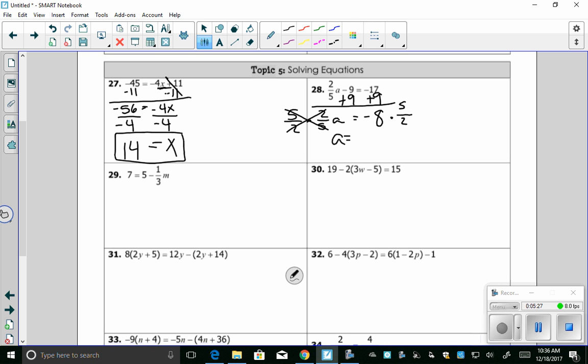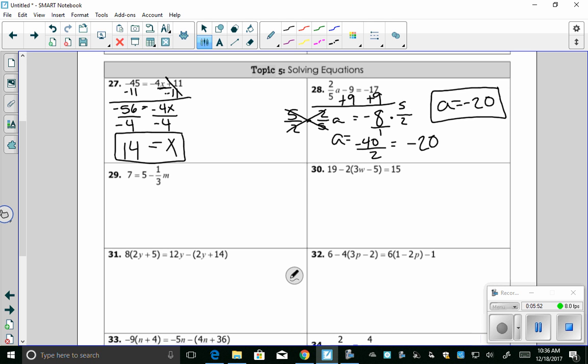So I'm going to have a is equal to negative 8 times 5 gives me negative 40 divided by 2. This is not your final answer. You have to simplify. Negative 40 divided by 2 is going to give me negative 20. So a is equal to negative 20.